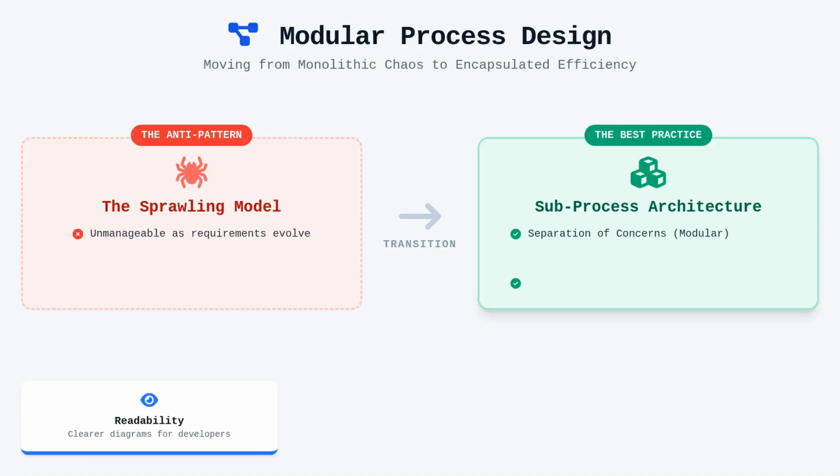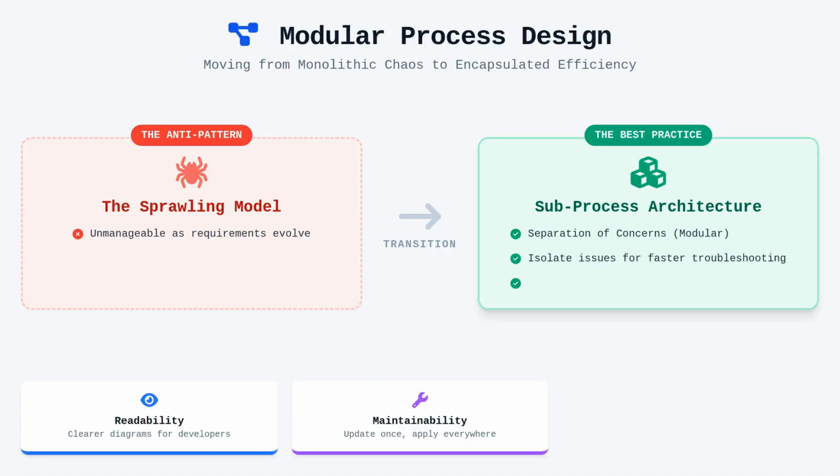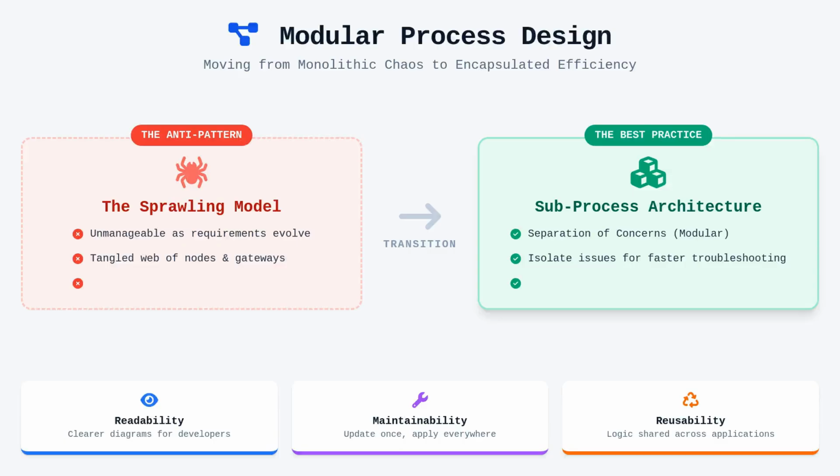Not only does this approach significantly improve the readability of your diagrams for other developers, but it also aids in troubleshooting when a specific segment of the workflow fails. Instead of navigating a massive, tangled web of nodes and gateways, you can isolate issues to a specific subprocess. Furthermore, modular design allows you to reuse these process logic segments across multiple parts of an application, or even across different applications entirely. This reduces the duplication of effort, ensuring that if a business rule changes, you update it in one central location, rather than hunting through dozens of processes to apply the same hotfix.